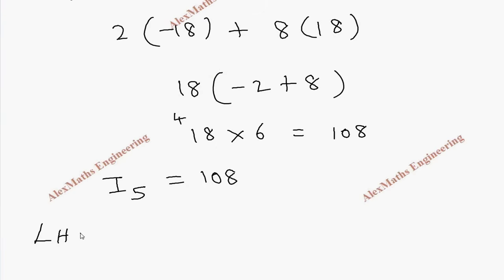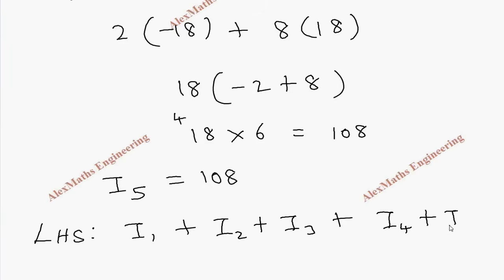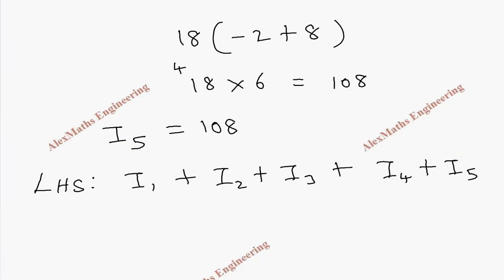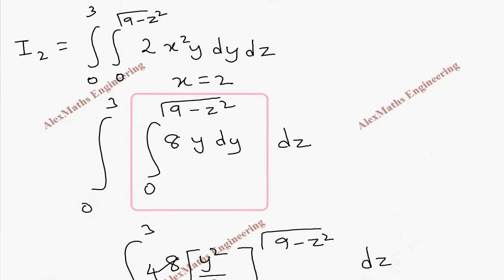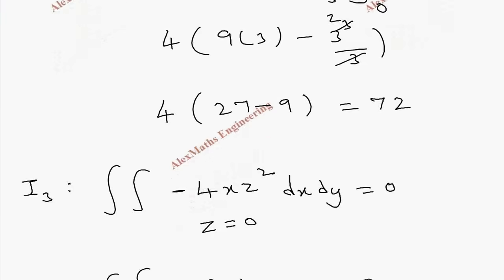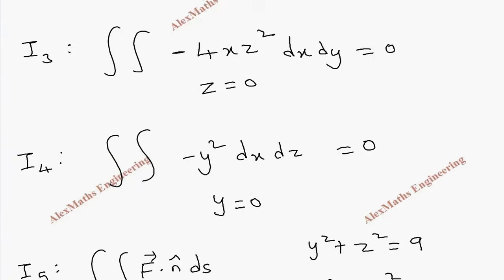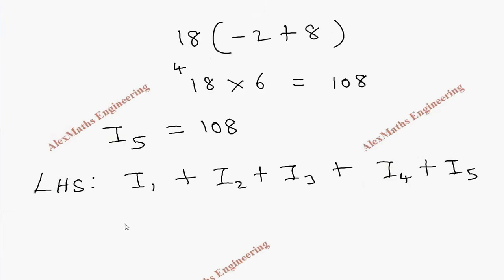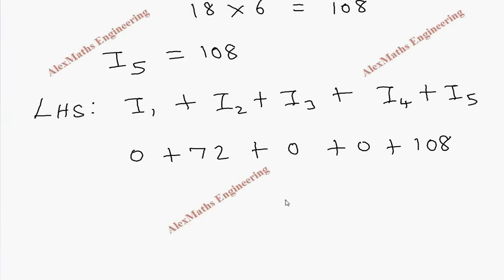Now the complete LHS, we have I1, I2, I3, I4, I5. So we are going to add everything. So I1 is 0, I2 is 72, I3, I4 are 0. Let's write it here. This is 0, this is 72, this is 0, 0, and 108. So by adding this, we get 180.